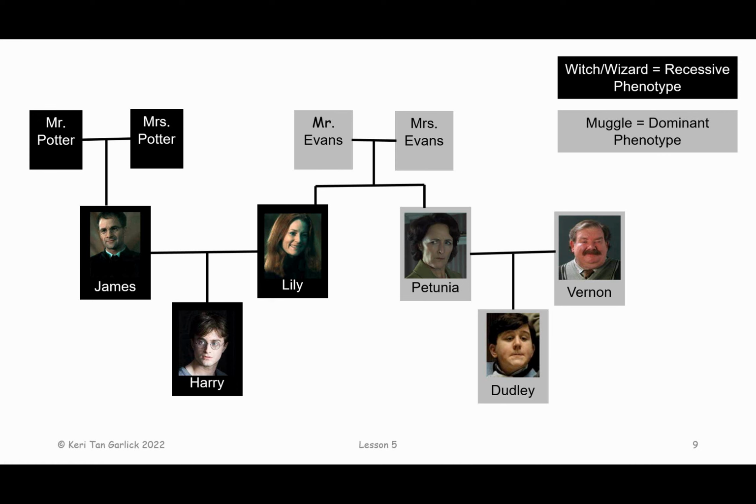Cool. So first thing we see, like I said, those horizontal lines are referring to, in this case, marriage, but it could also just mean that they've bred together. The vertical lines are referring to offspring. And then if I see this kind of branching pattern coming off, it means that those two are siblings. So lots of only children in this family. We can see that in James, Harry, and Dudley. But it's useful that we do have some siblings because then it helps us understand the genotypes more.